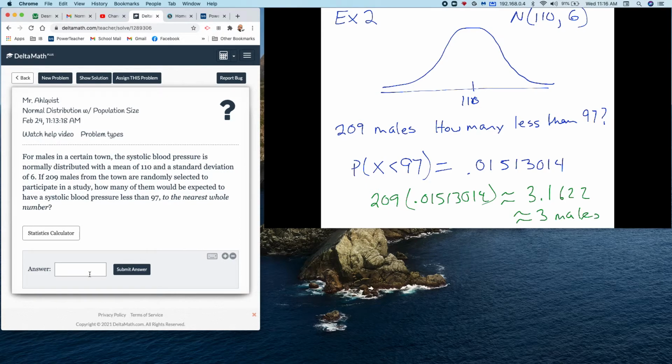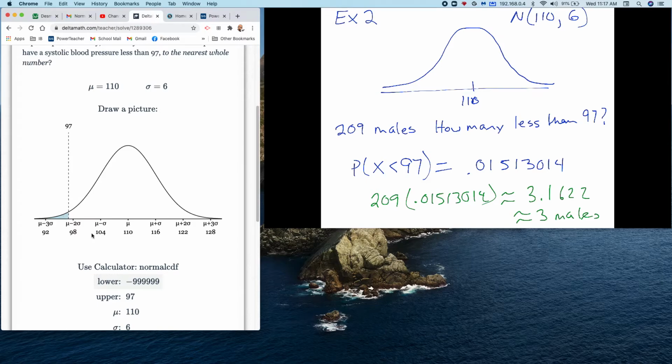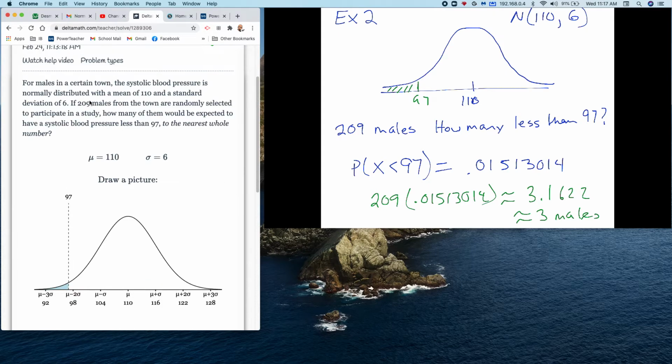So if we go in here, type in 3, should get the right answer. And there we go, and it kind of shows us the same diagram. Okay, because 97, remember 97 is down here. We're talking about this grouping down here. All right, so that's the second one.